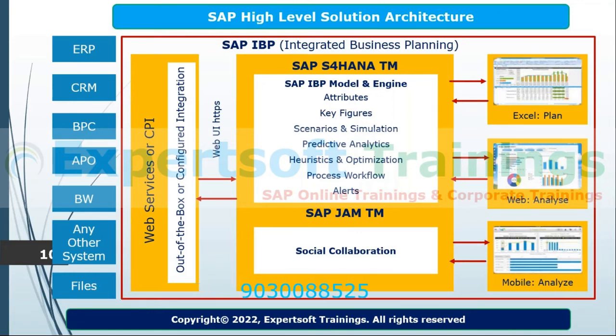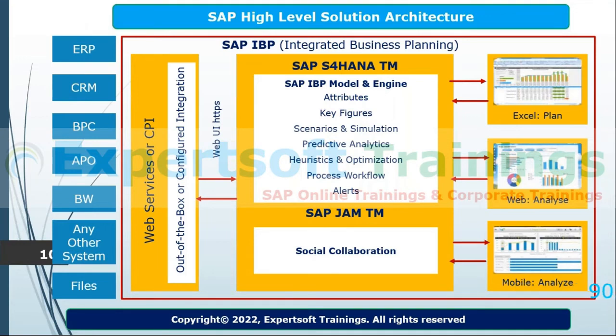So for that, we have CPI and SDI integration setups. With the help of CPI or SDI, CPI means Cloud Platform Integration, SDI means Smart Data Integration. Now we have RTI as well, real-time integration, one more integration setup, which will link up the data from our source system to the IBP system.